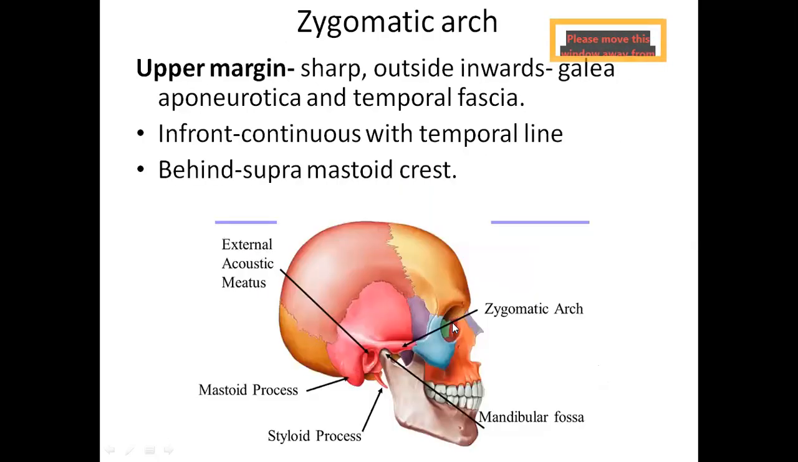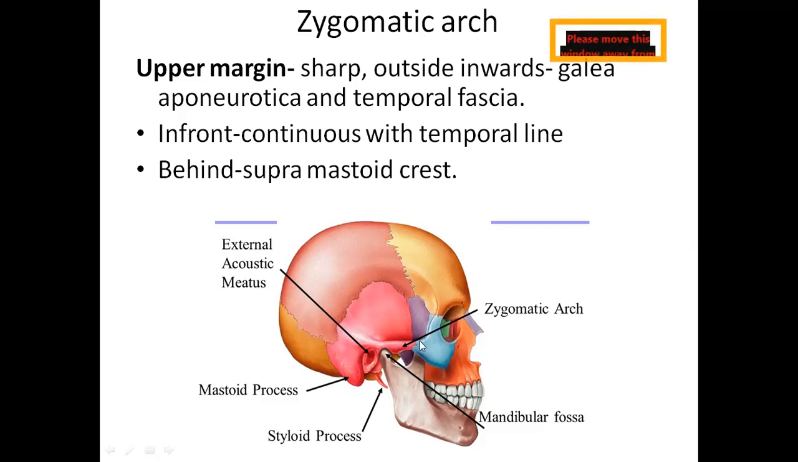Very simple. Now, when you talk about the zygomatic arch, the upper margin is quite sharp. It gives attachment to one of the layers of the scalp. Next class, we will discuss the scalp. So the scalp is attached over the upper sharp margin of the zygomatic arch. The third layer of the scalp is called the galea aponeurotica, or epicranial aponeurosis. Two names are there. It also gives attachment to the temporal fascia.